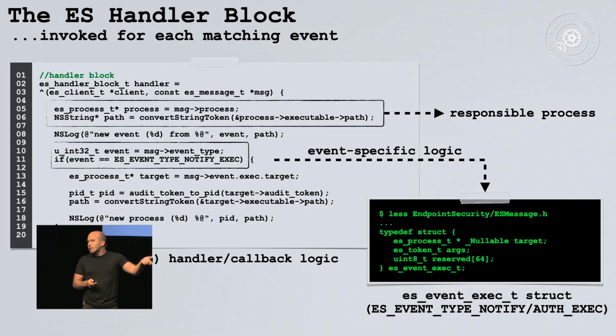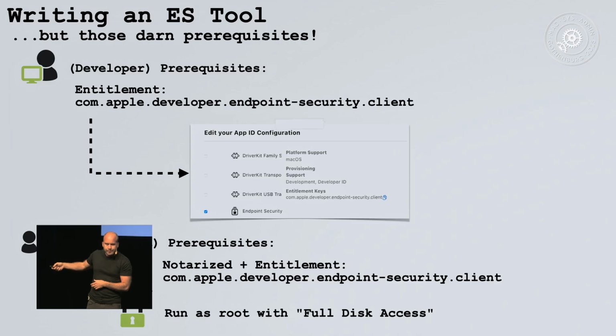We print out the responsible process. That would be the parent in this case. And then in this case, we also print out information about the newly spawned process. Its PID, its path, its arguments, et cetera. If this was a file event, we would do other things like print out the path of the newly created file, timestamp, et cetera.